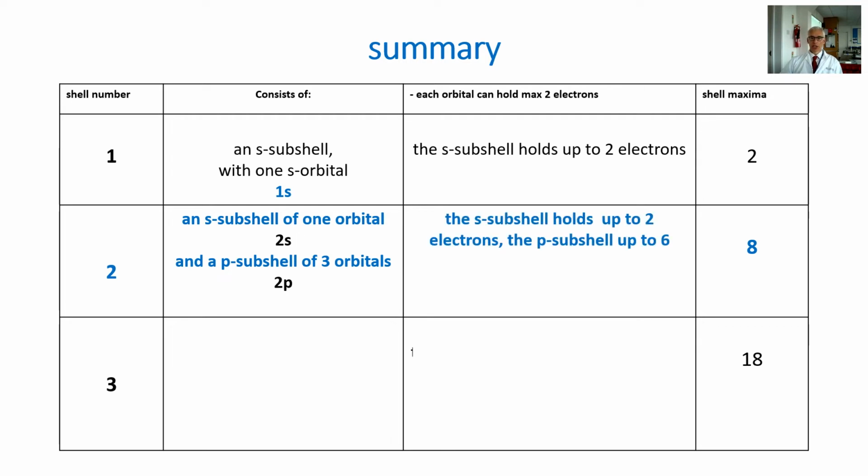So the s subshell holds up to 2 electrons. The p subshell, because it's got 3 orbitals, will hold up to 6. So the maximum number of electrons in the second shell is 8. It consists of an s subshell and a p subshell with their own maximums of 2 and 6. Could you write a similar summary for shell number 3? Okay, so let's go on from there.